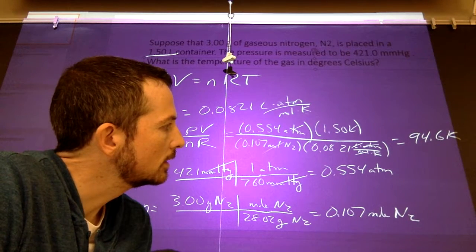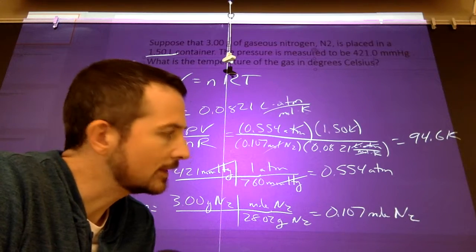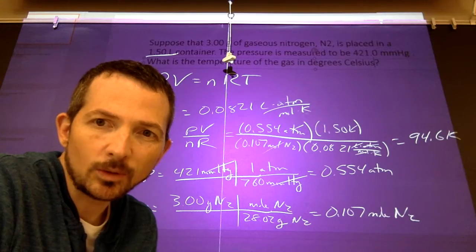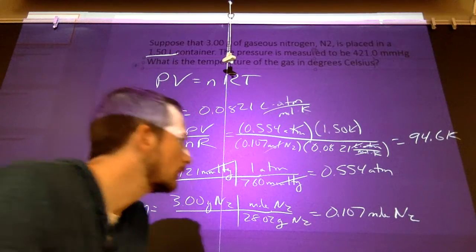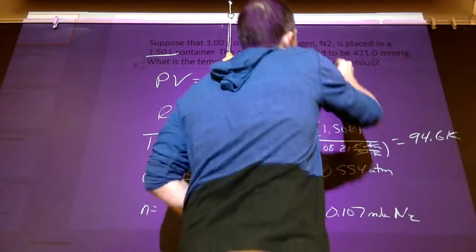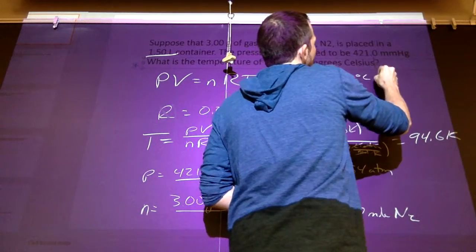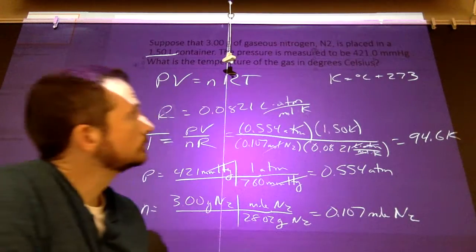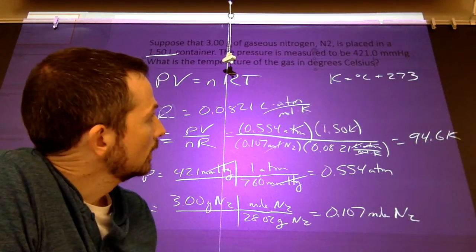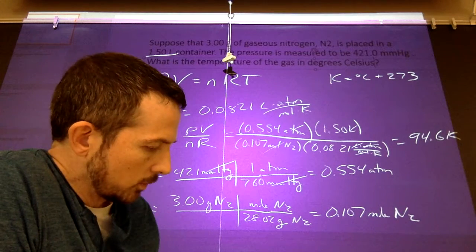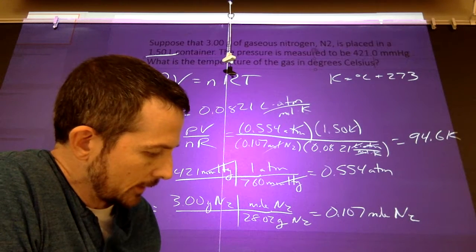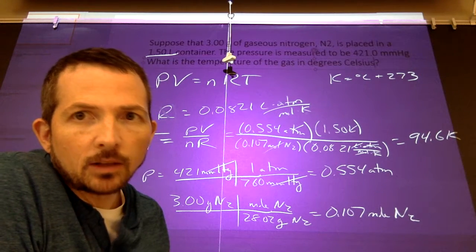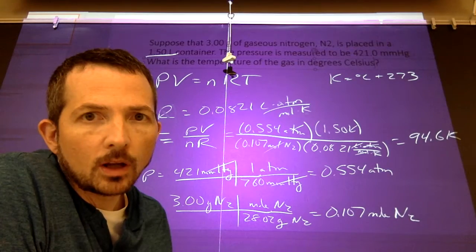So if you have 0 degrees Celsius, yeah, it's minus 273. For this one, you need to subtract 273 to get the Celsius temperature. And so I want to take the 94.6, subtract the 273. That gives me about minus 178 for the temperature of the gas.